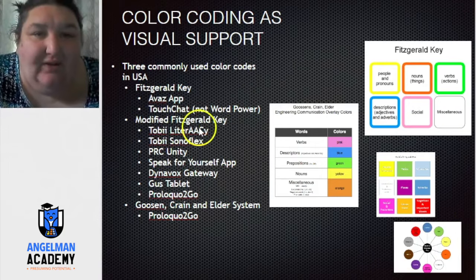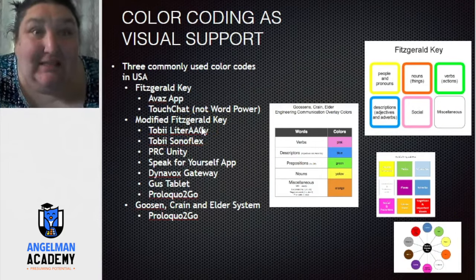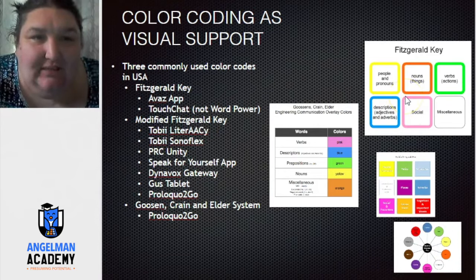And then you have the modified Fitzgerald key. So what happens a lot is that companies decide that they're going to use the Fitzgerald key, but they're going to go ahead and change it to suit their own needs. So then you end up with 15 versions of the Fitzgerald key. So a lot of different apps and systems use their own specialized version of the Fitzgerald key. So you have to look at your app and find out what it is.